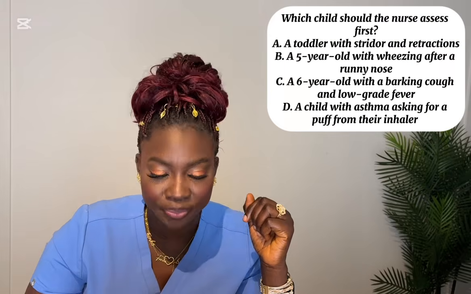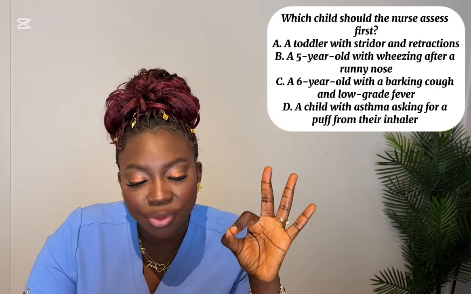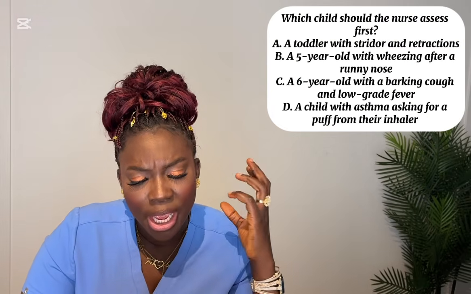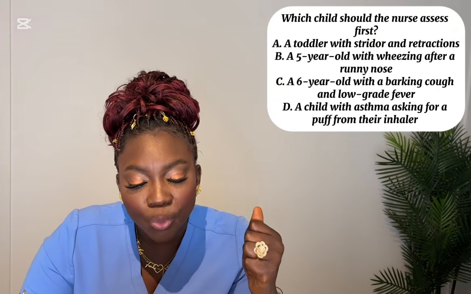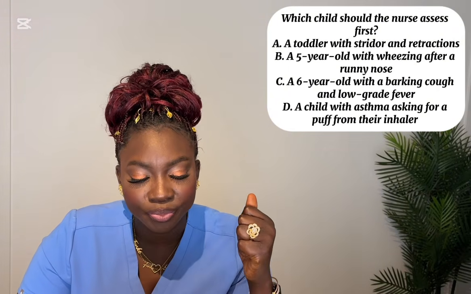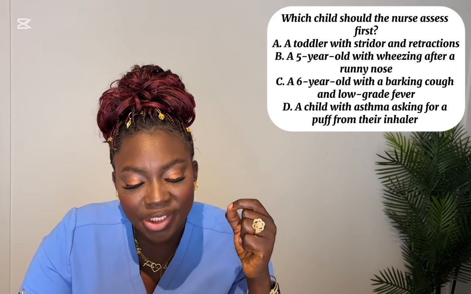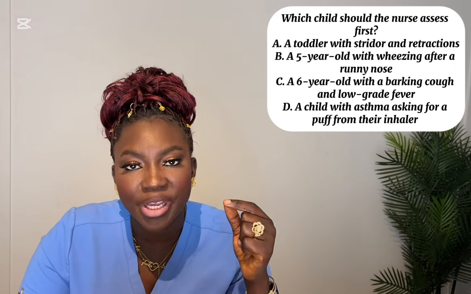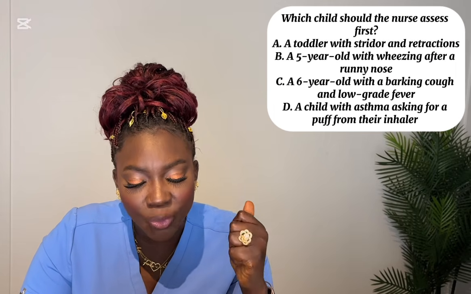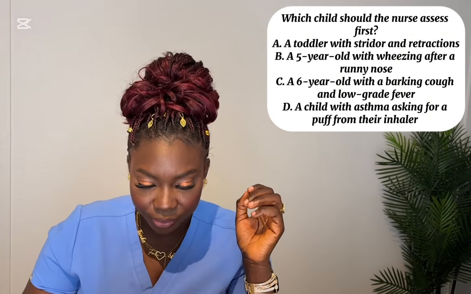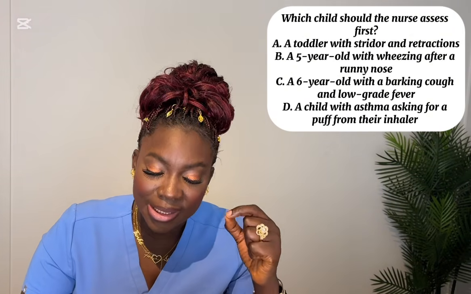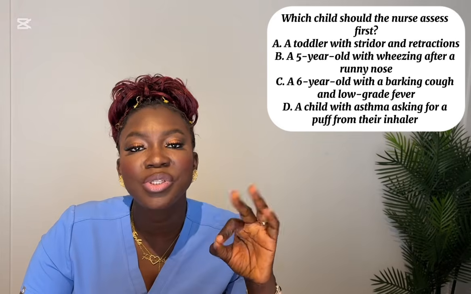Okay, now let's go. Which child should the nurse assess first? A, a toddler with stridor and retractions. B, a 5-year-old with wheezing after a runny nose. C, a 6-year-old with barking cough and low-grade fever. And D, a child with asthma asking for a puff from their inhaler. And guys, the right answer is A, toddler with stridor and retractions.